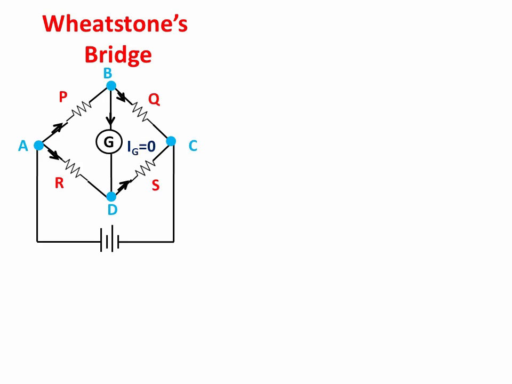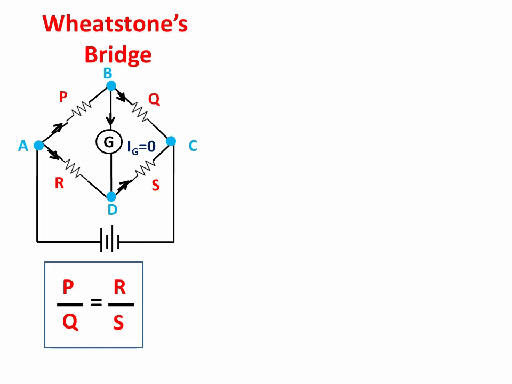Wheatstone bridge, just look at the diagram. Here you can have the loops ABDA and BCDB. So apply Kirchoff's voltage law for the loop ABDA, you can have one equation, and apply Kirchoff's voltage law for the loop BCDB, you can have another equation, the second equation. So after getting the two equations, we need a condition to solve this, that is galvanometer current Ig is equal to 0. Substitute this in these two equations, we can have P by Q is equal to R by S. So in this way we can get that unknown resistance value. Here we are using Kirchoff's voltage law.